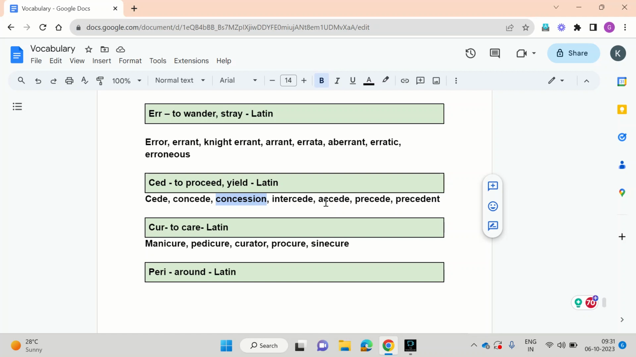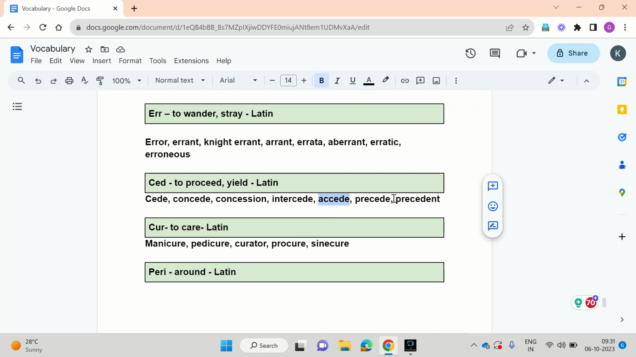Accede. Accede is to give in to a request or demand. This is again not very happy giving. You accede to government demands of tax. You don't want to pay the tax, but still you don't have an option. That is accede.